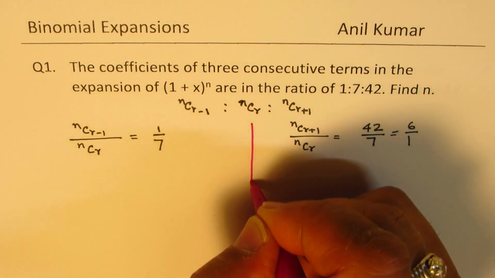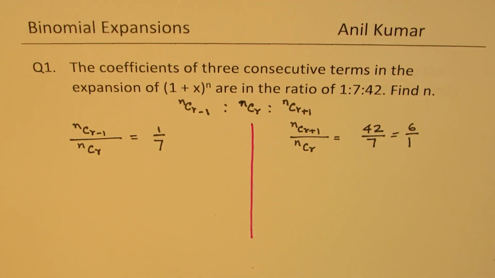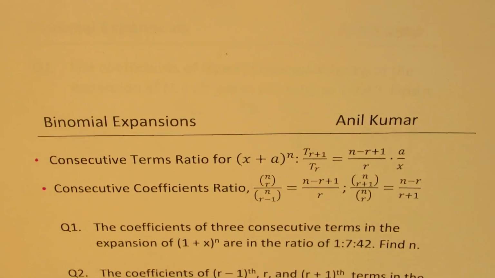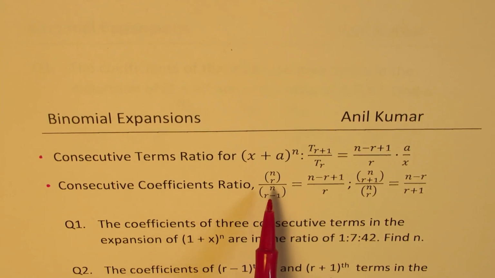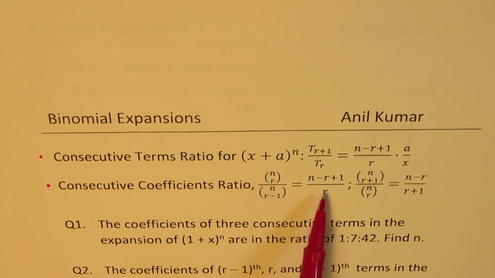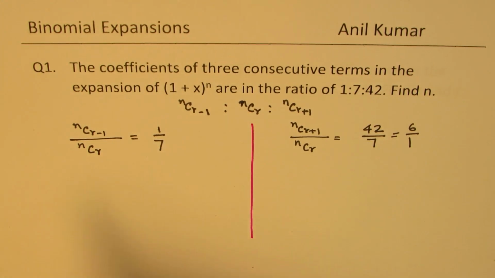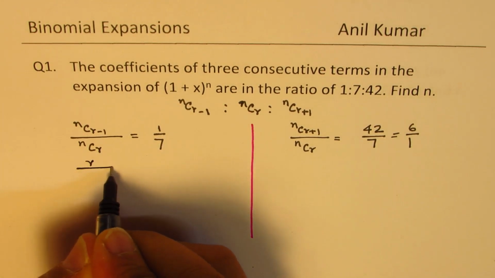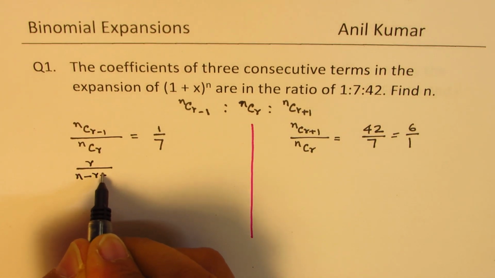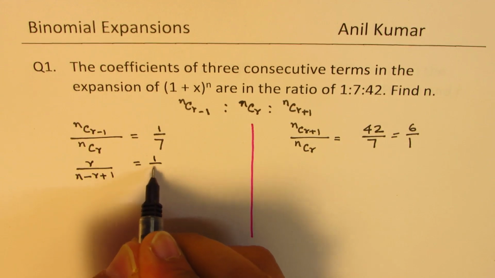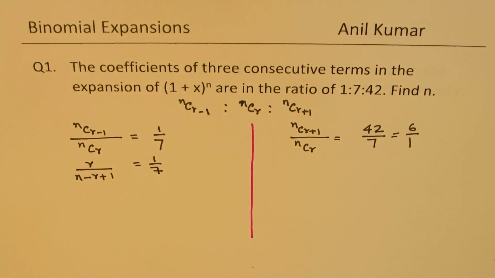Now we'll actually apply the formula which we just derived, so that should help us to quickly get the solution. So we have nCr-1 over nCr. We can flip this, so we can write r over n minus r plus 1, correct? So we could write this as r over n minus r plus 1 equals 1/7, correct? So we used our formula and applied this.